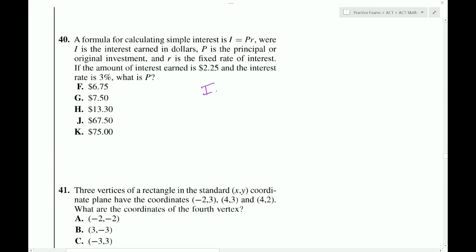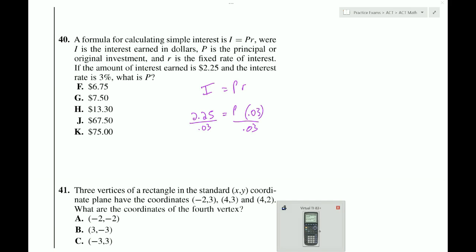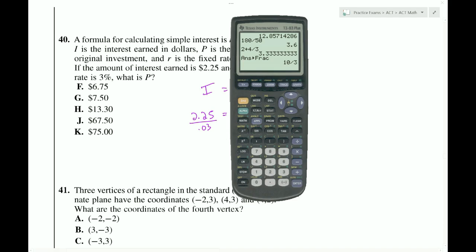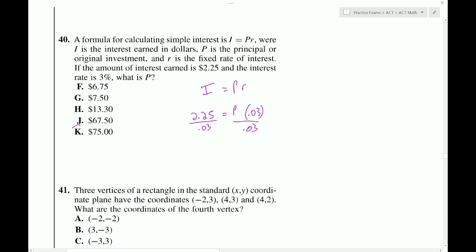Okay, a formula is I equals P times R. If the amount of interest earned is $2.25, so that's I, and the interest rate is 3%, we should plug in 3% for R. That's 0.03. What is P? So we divide by 0.03, because remember, 3% as a decimal is 0.03. You have to move the decimal twice to the left. So, 2.25 divided by 0.03, you get 75.